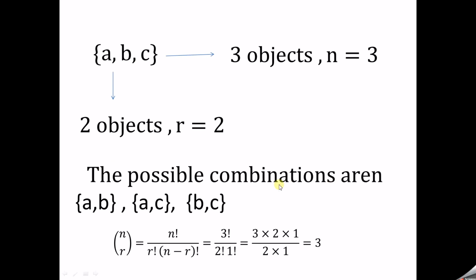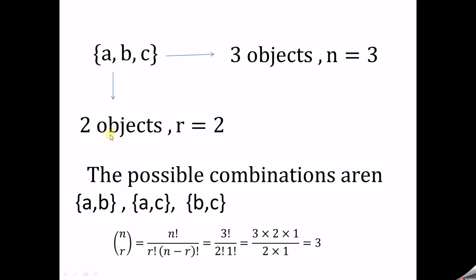So what are the possible combinations of selecting 2 objects from the given 3 objects ABC? AB, this is a collection, and AC, 2 objects, and BC. So there are 3 collections of 2 objects. The possible combinations are AB, one combination, AC, one combination, and BC, another combination. So there are 3 different combinations.